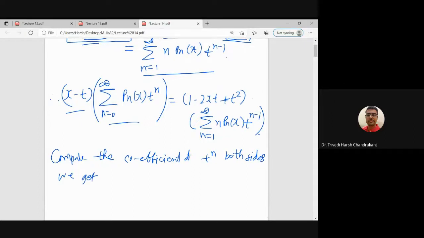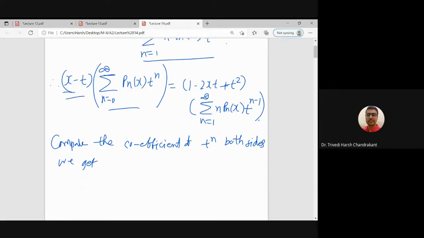So if we compare the coefficient of t power n on both sides, then this will be x times this term, right? So that will give us x Pn(x). The second term is t times this function, so that means we need to take n minus 1, so we'll get minus of Pn minus 1(x), right? So that is the coefficient of t power n in the second term. Similarly, on the right hand side, the first term is 1 times t power n minus 1, so we need to substitute instead of n, n plus 1.